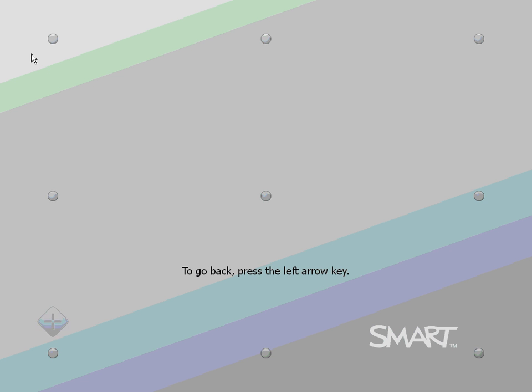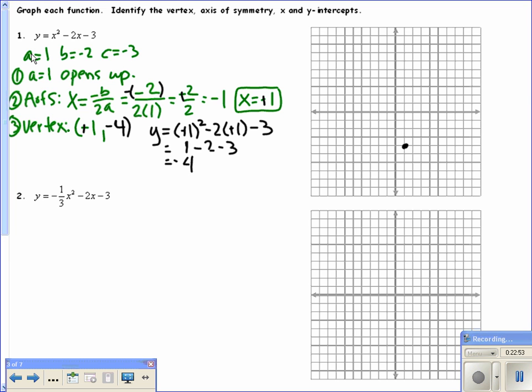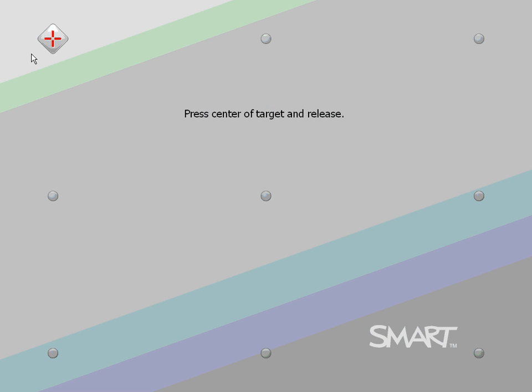I'm sorry about that. I didn't realize I hit the button on the smartboard. So we're just going to do this real quickly. Okay. Sorry about that. So I got my vertex. Now I also know that my axis of symmetry, remember, is the line.